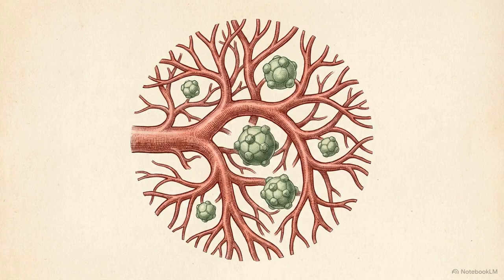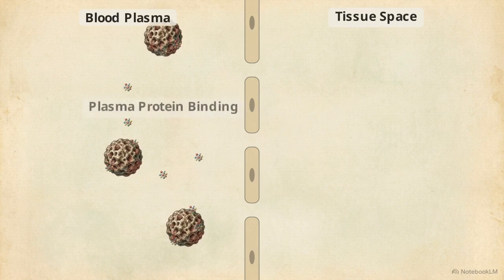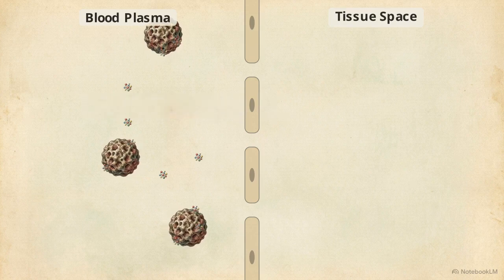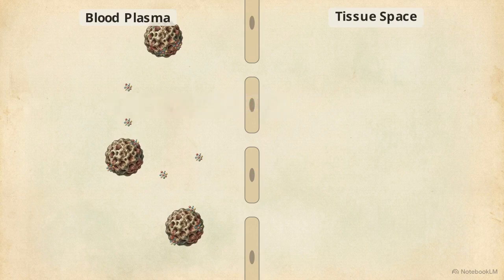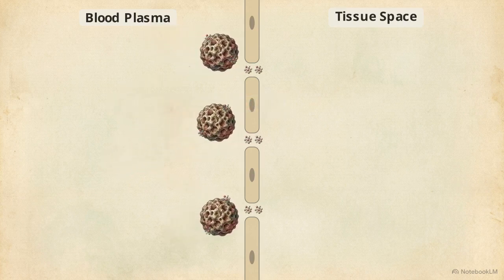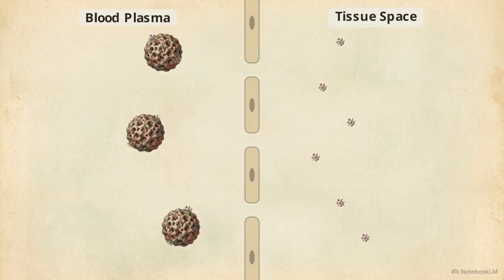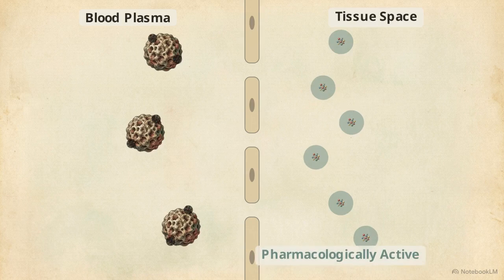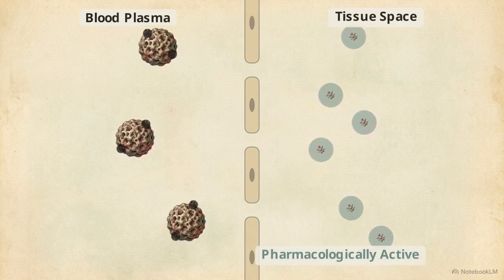Let's follow the molecules that survive the liver and enter systemic plasma circulation. In the blood, drugs physically attach to proteins like albumin. This process is known as plasma protein binding. This introduces a critical pharmacokinetic metric, the fraction unbound. Only the unbound, free fraction of the drug is pharmacologically active. Molecules stuck to albumin are too large to leave the vessels. Only the free molecules can leave the plasma to enter tissues.